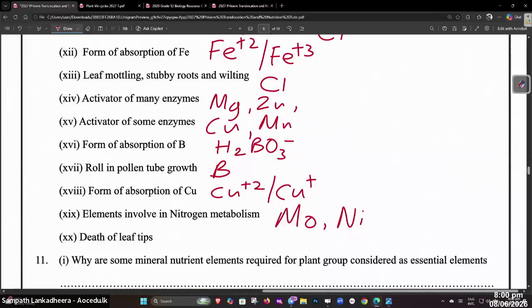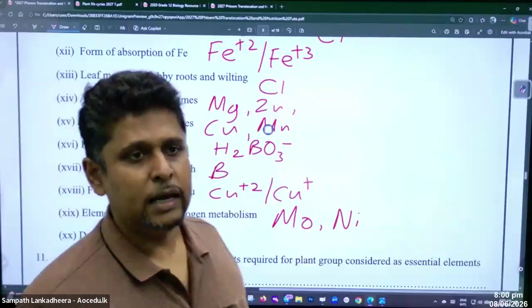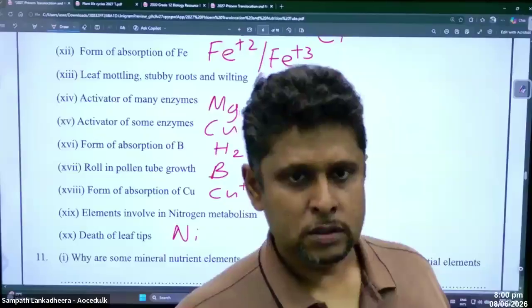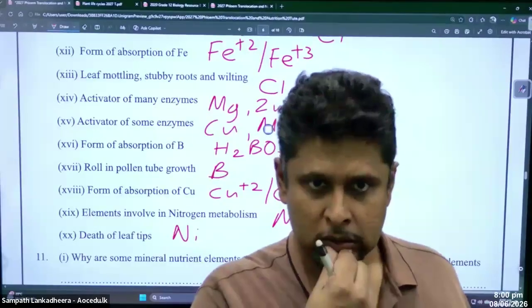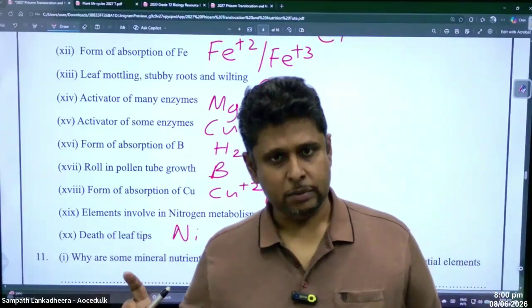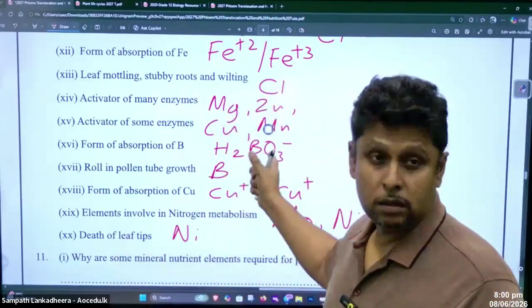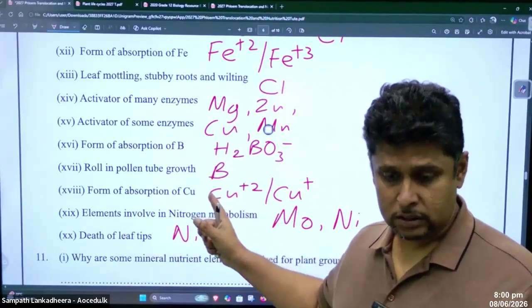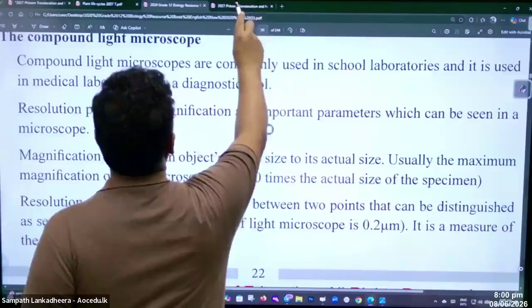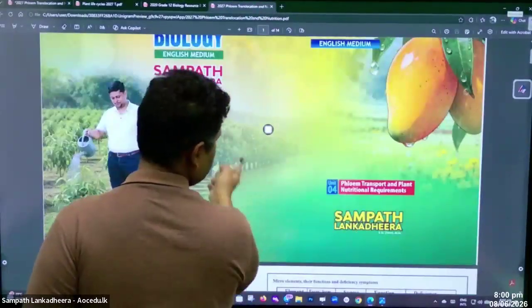All right. Molybdenum and nickel. Death of the leaf tips. What do you take, people? Nickel is the answer for that. So that's good. So once you answer, shall we do that nutrient table once? My resolution is poor. Maybe we can go with this.